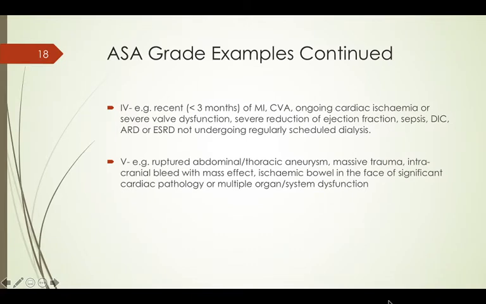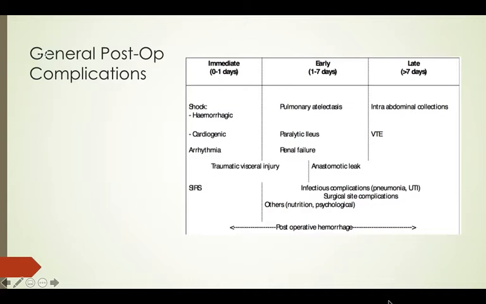4, if they've got a recent history of myocardial infarction, cerebrovascular accidents, things like this. And finally, number 5, as I said, the ones that are unlikely to survive 24 hours even with the operation. So ruptured AAA, massive trauma, bowel ischemia, things like this. Okay?